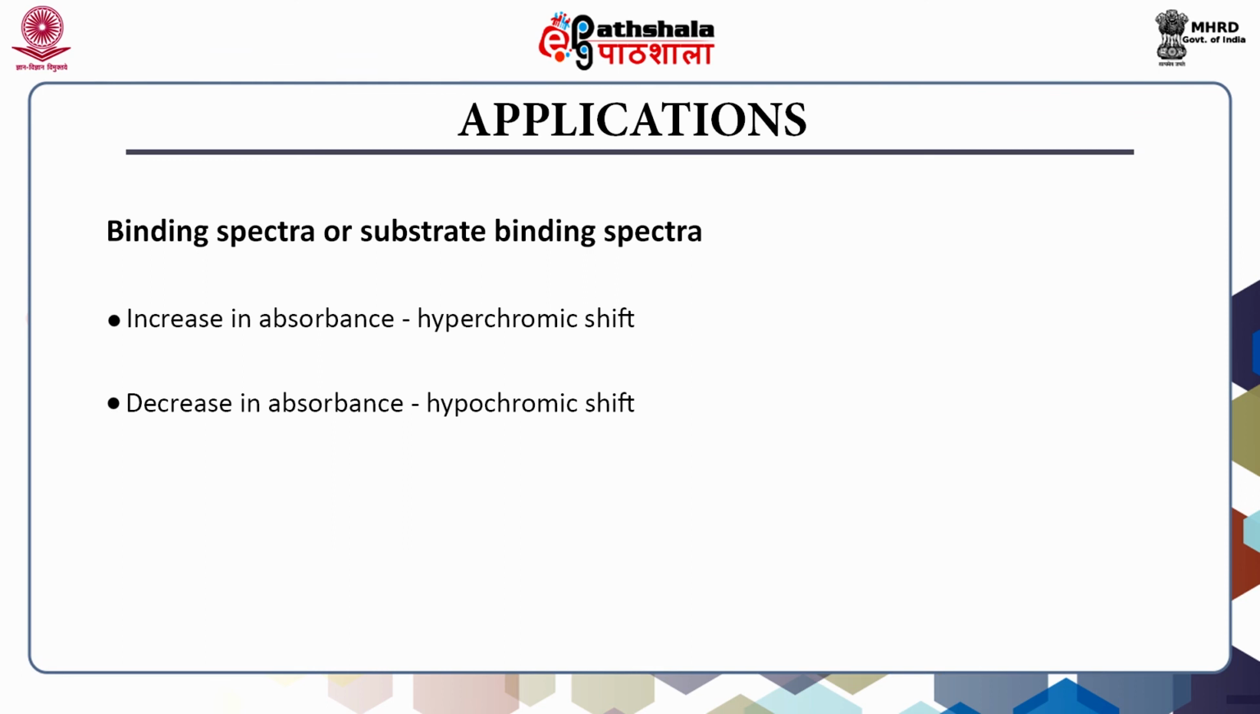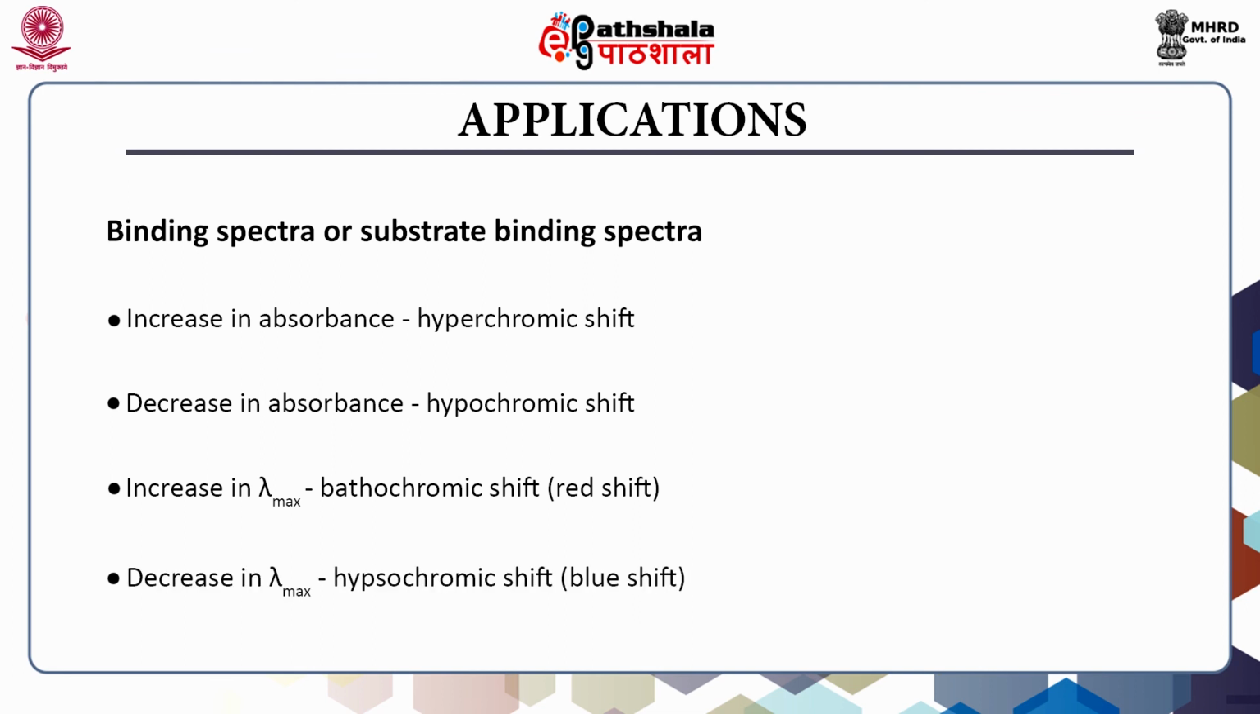Conjugation of double bonds lowers the energy required for the electronic transition. Therefore, the chromophore absorbs at longer wavelength. An increase in lambda max is known as bathochromic shift, that is red shift. A decrease in conjugation increases the demand for higher energy wavelength to be absorbed by the chromophore, causing a decrease in lambda max, which is known as hypsochromic shift, that is blue shift.